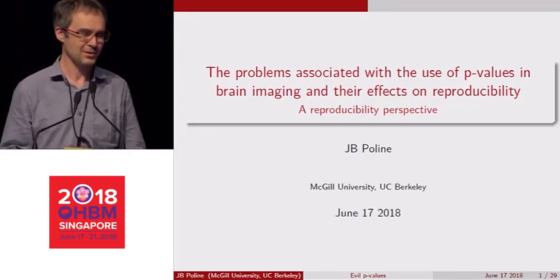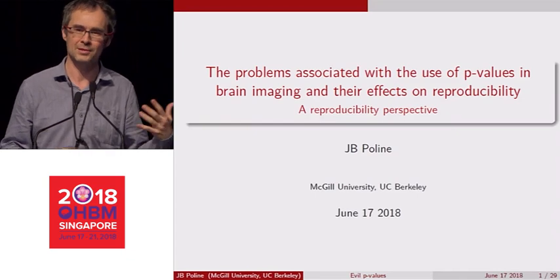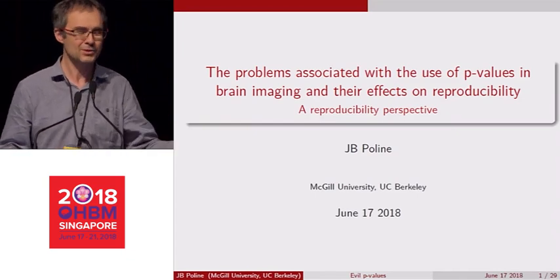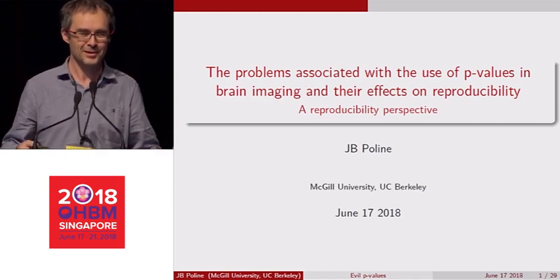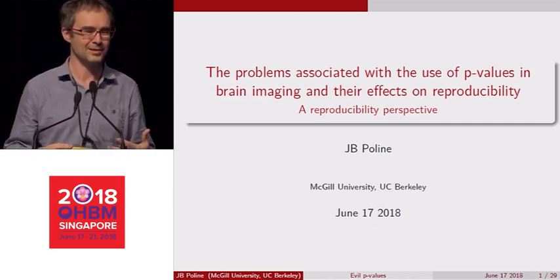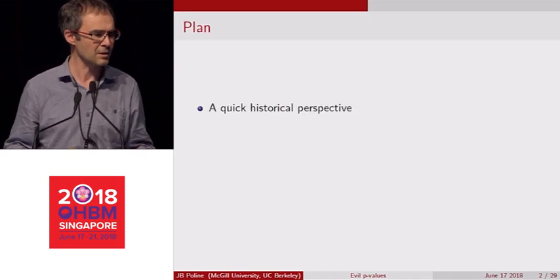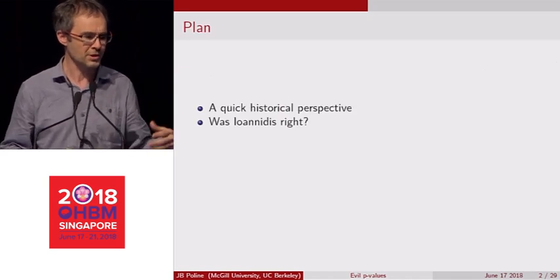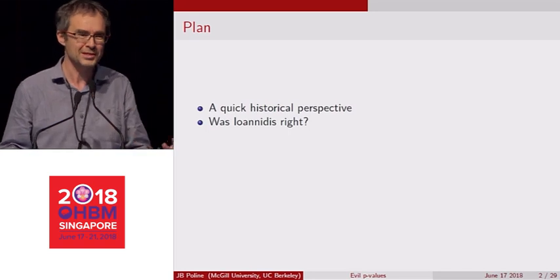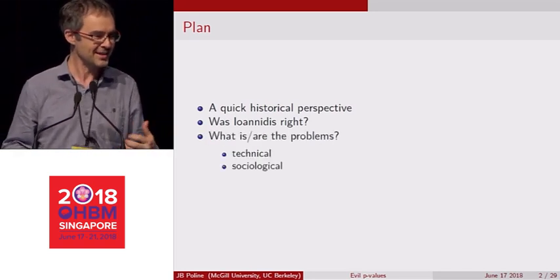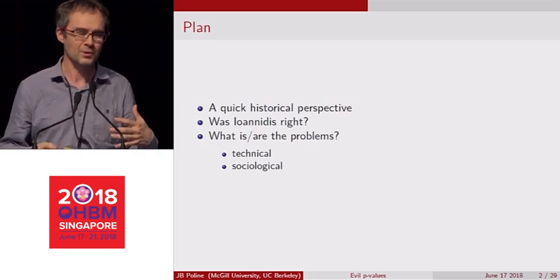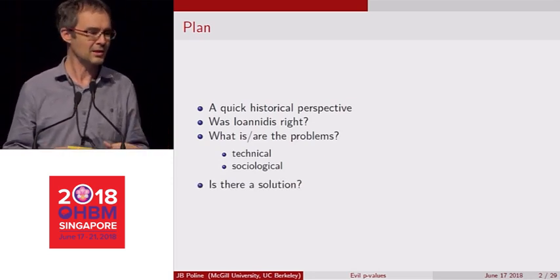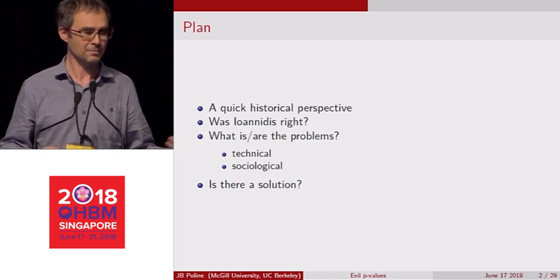It's a great session. A lot of what I'm going to talk about is probably going to be repeated, or maybe some of that you know already, but I think repetition in that aspect of replicability is important. So I'll do a quick historical perspective. Was Ioannidis right? I think that's the question. What are the problems? Are they more technological, or are they more methodological or sociological? And then is there a solution at all?